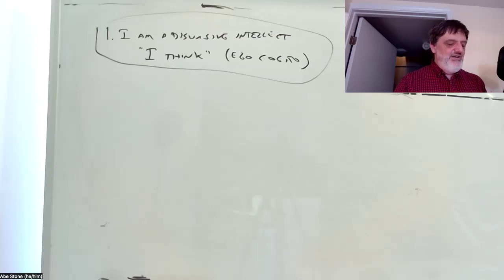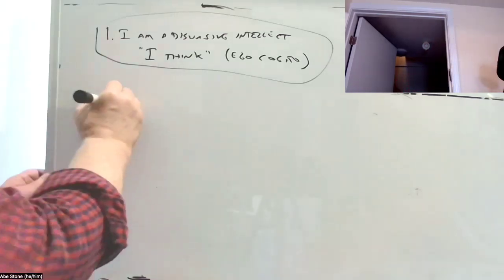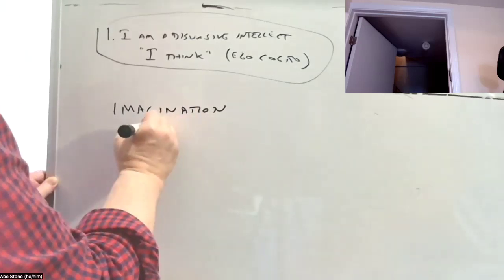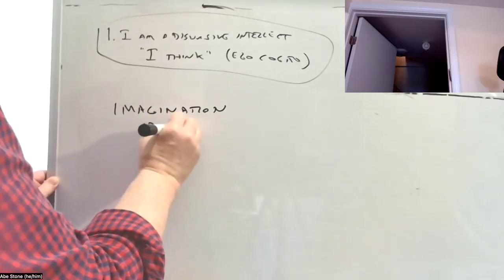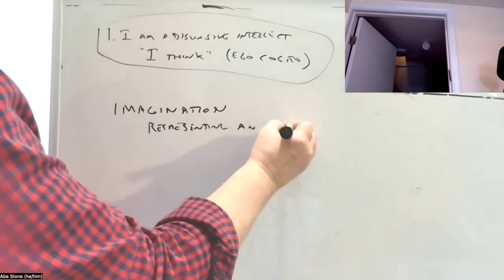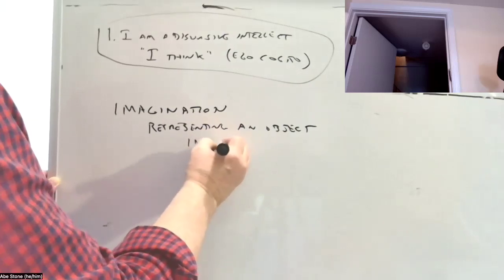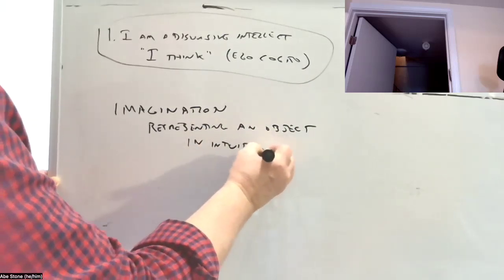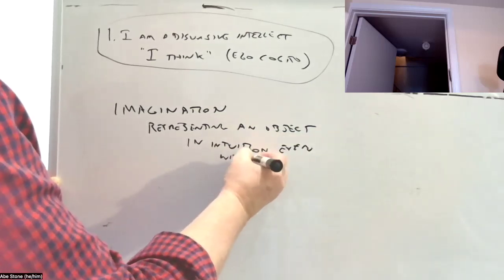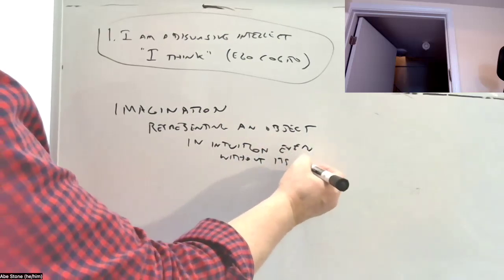So I want to go back to talking about the imagination here, exactly what Kant thinks this faculty of imagination is. First of all, I guess we shouldn't have erased that. Right, that imagination is the faculty of representing an object in intuition, even without its presence.